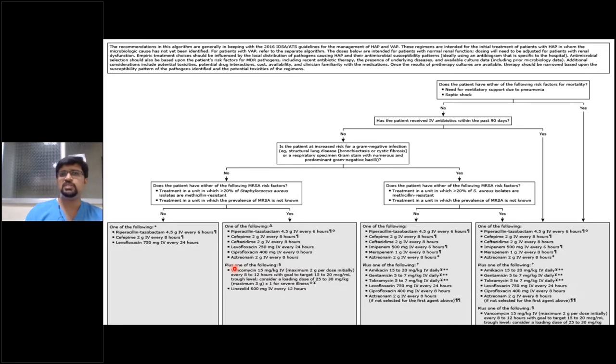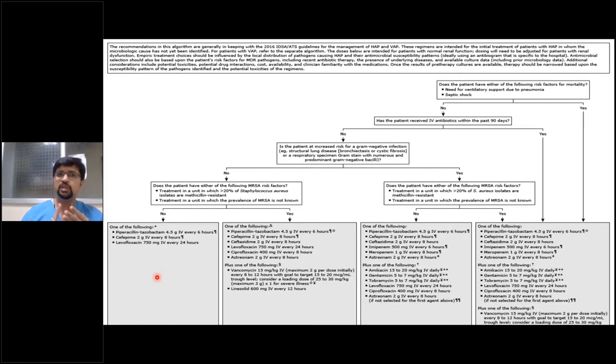Or if there is none of the risk factors that are mentioned, then you can go for either piperacillin tazobactam, cefepime, or a levofloxacin. Okay, I'm being clear. First important question you're supposed to ask is, are there increased risk factors for mortality? If there are increased risk factors for mortality, go for three antibiotics. If there is no increased risk for mortality, look at whether the patient has received antibiotics within the last 90 days. If he has received, then go for three antibiotics.